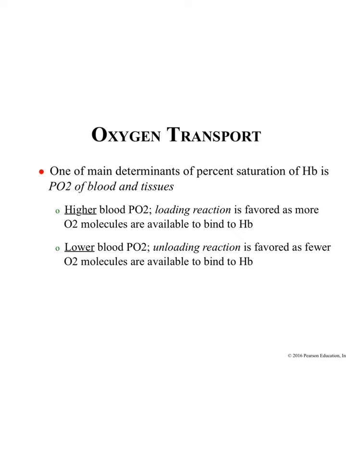So the main determinant of percent saturation is the partial pressure of oxygen in the blood and the tissues. Essentially, how much do we have? Of course, the more oxygen you have, the higher the partial pressure, and the more loading, the more oxyhemoglobin you will be able to take to the tissues. The lower the amount of oxygen in the blood, the lower the partial pressure, and so you will actually have more unloading.